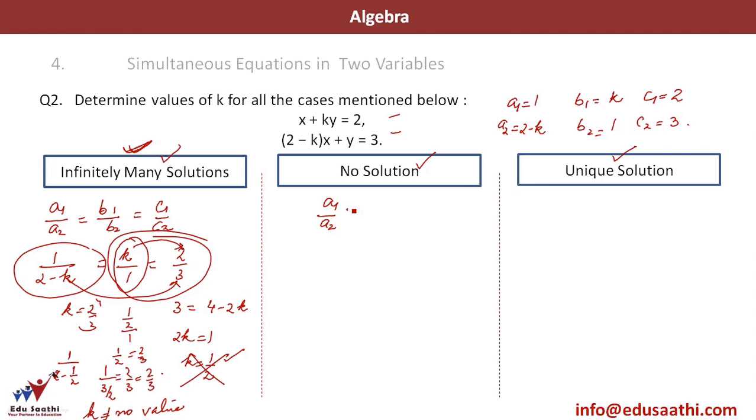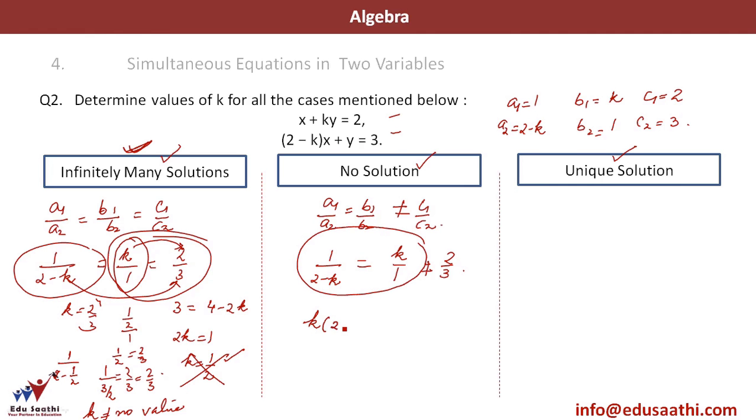A1 over A2 is equal to B1 over B2 not equal to C1 over C2. If I again write 1 over 2 minus k equals k over 1 not equal to 2 by 3. So if I just look at these two equations, I'll have k into 2 minus k is equal to 1. It will be a quadratic that I will have. 2k minus k square is equal to 1. I need to solve the quadratic. How do you need to solve the quadratic?